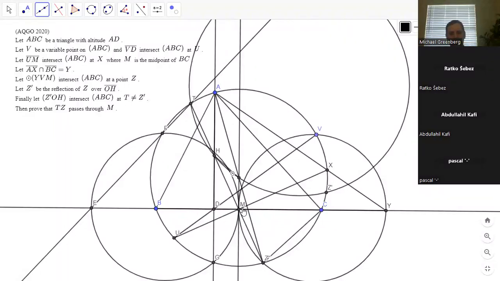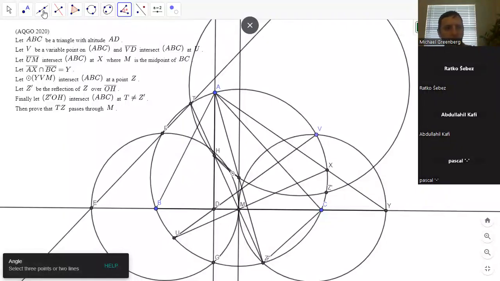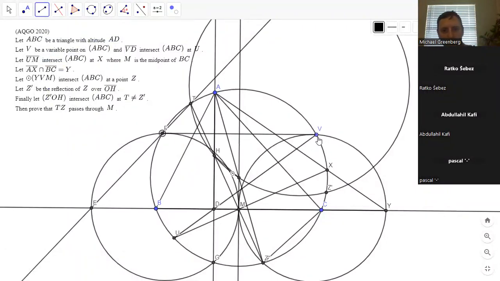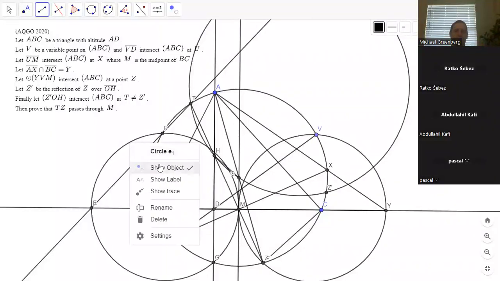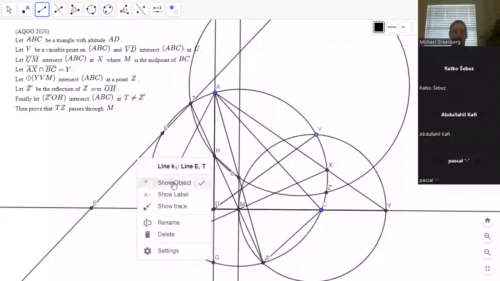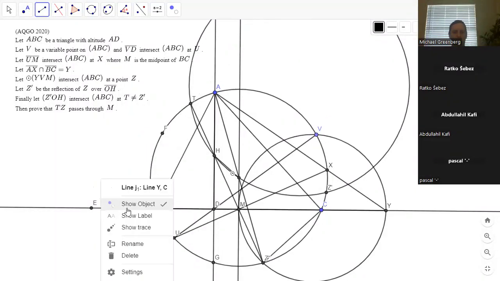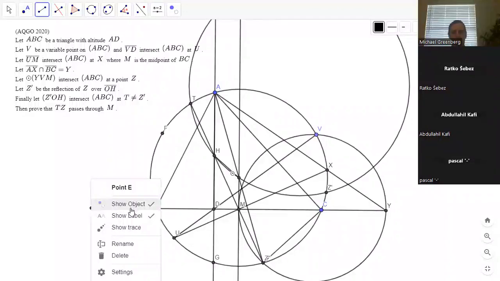Interesting. Did you solve that part, or you just had some progress? I just had some progress, but I think this might lead to a solution. Well, I solved it using the Butterfly Theorem, but yeah, that's probably a better way to do it. So should I hide this circle? Yeah, I don't need that. Okay. All right.